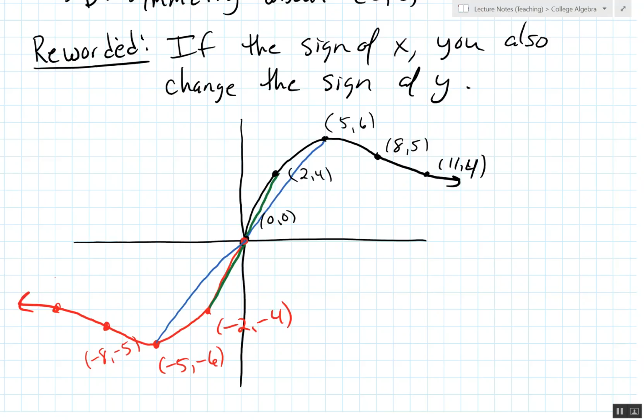So that's what it means to be odd. These pairs of points are equidistant, and how you tell two points are equidistant from the origin is if you change the sign of the x-coordinate, all you have to do to find the corresponding point is change the sign of the y-coordinate. So that's what it means to be odd.